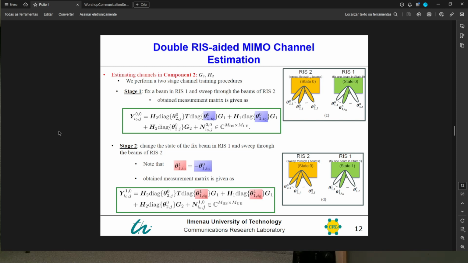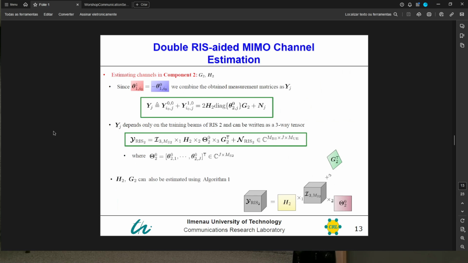Similarly, like before, we combine these two measurement matrices, and then we obtain Y, the measurement matrix that depends solely on RS2 alone. We can also write this as a three-way tensor, just like we did before. Then using the unfoldings of this tensor, we can easily estimate channels H2 and G2. We use the same algorithm as before to estimate channels G2 and H2.